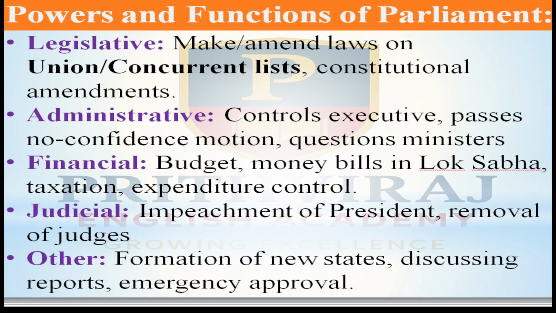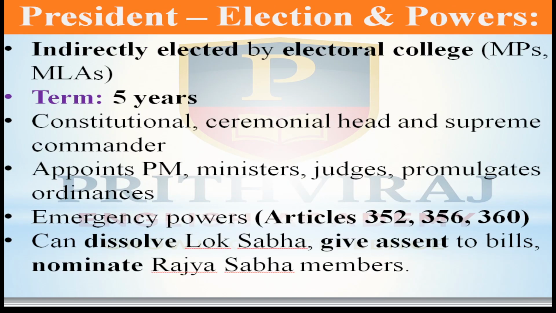Then others are formation of new states, discussing reports, emergency approvals. Discussing reports means reports of the UPSC, the Election Commission and such. Now come to the president, the executive. In the executive you have the president, the prime minister and his council of ministers. So first will be the president.